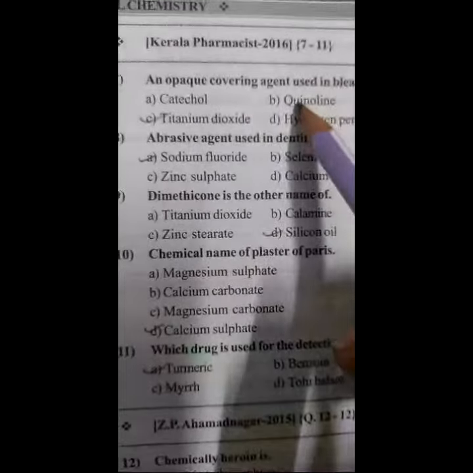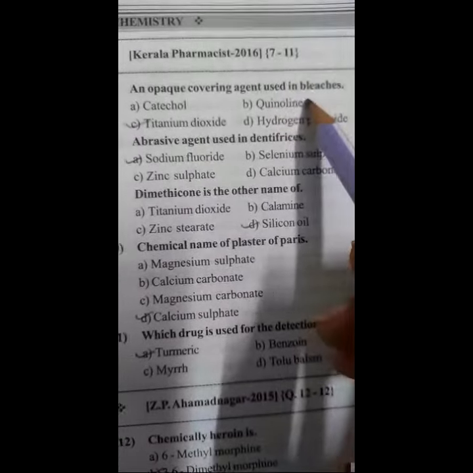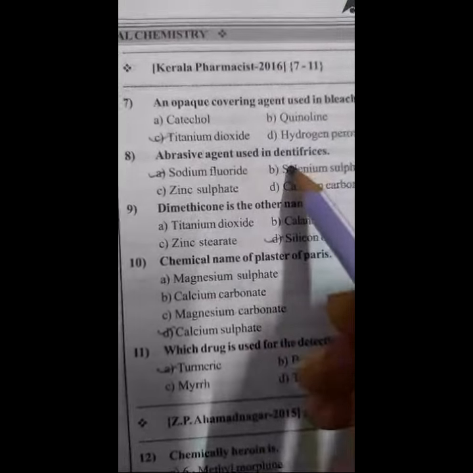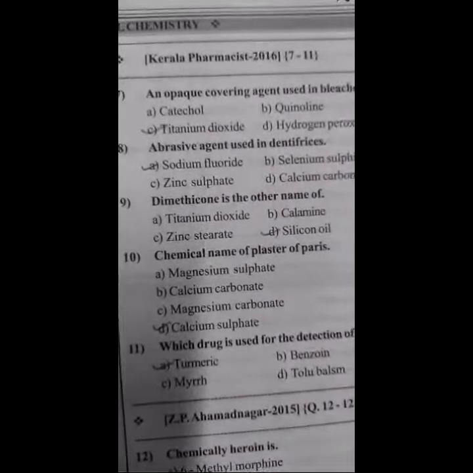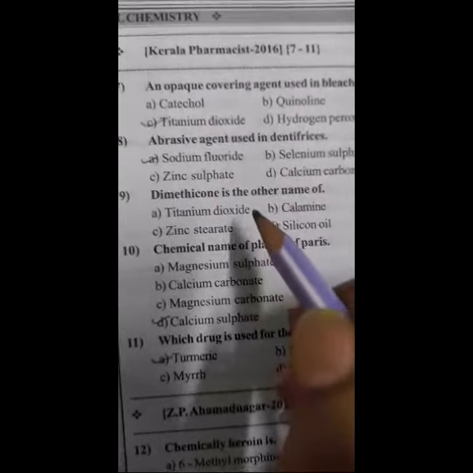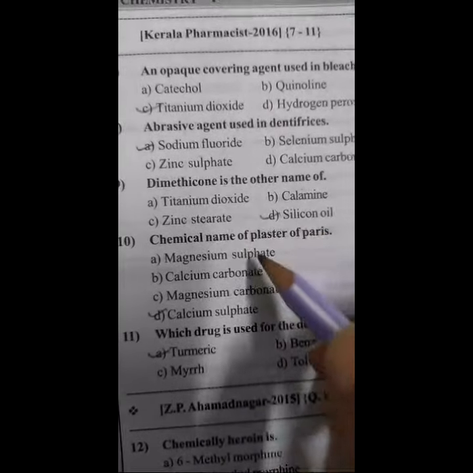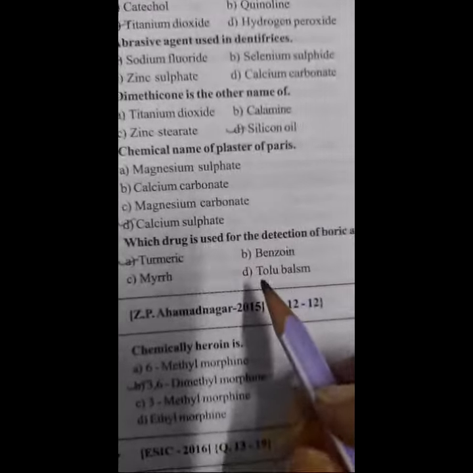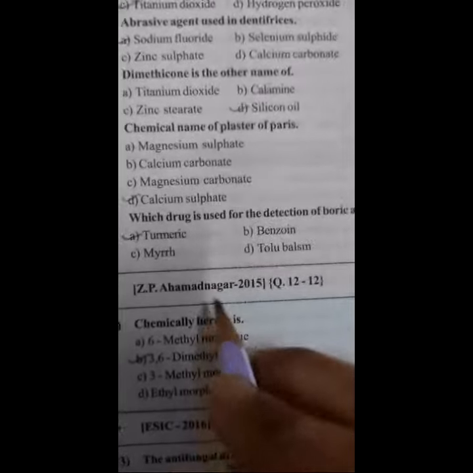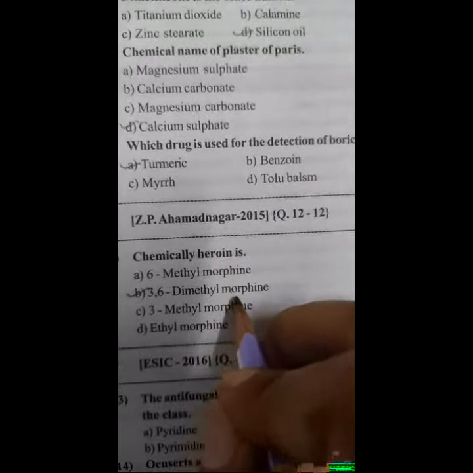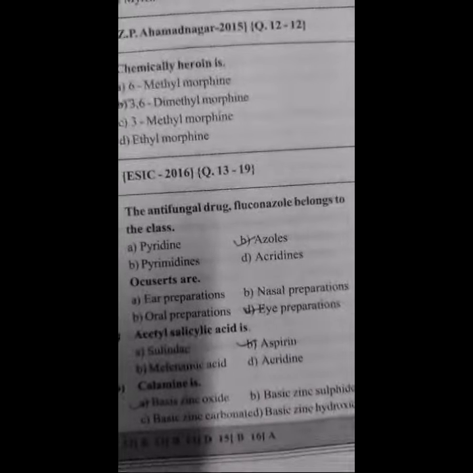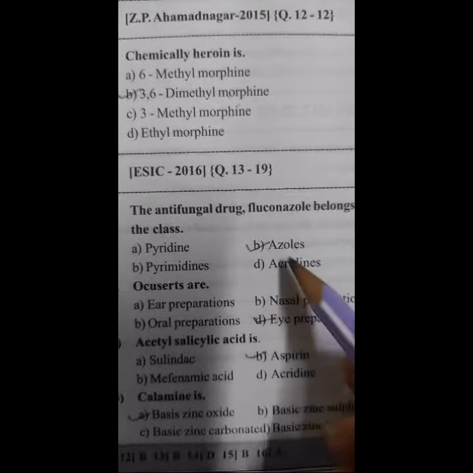An opaque covering agent used in glass: titanium dioxide. Abrasive agent used in dentifrice: sodium fluoride. Dimethicone is the other name for silicone oil. Chemical name of plaster of Paris is calcium sulfate. Which drug is used for the detection of boric acid? Turmeric. Chemically, heroin is 3,6-diacetyl morphine. The antifungal drug fluconazole belongs to the class of azoles.